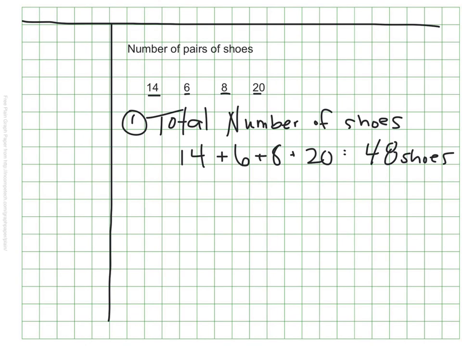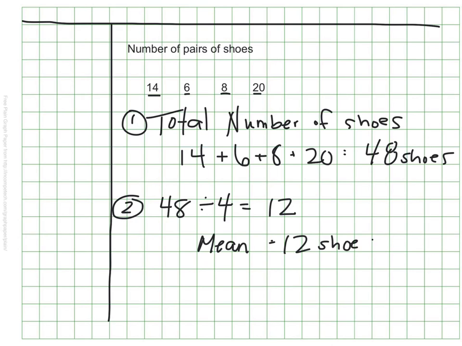Our second step, after we know the total number of shoes, is to divide it equally among the number of data points, in this case 4. So I'm going to do the 48 shoes divided by the 4 people who were surveyed. When I divide 48 by 4, I end up with 12. So my mean is 12 shoes per person.